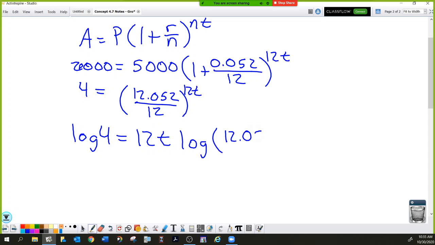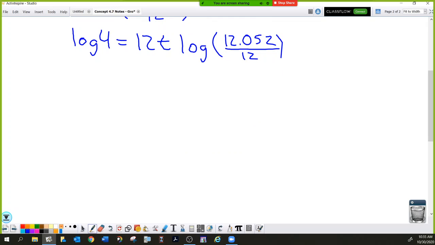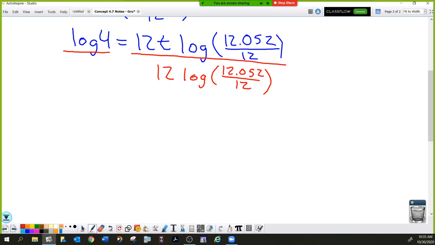But I'm combining the steps of logging both sides and moving the exponent to the front of the logarithm. So we can isolate t right now by dividing both sides by 12 times the log of that nasty fraction. And that gets t all alone. I'll actually write that. So dividing both sides by 12 log of 12.052 divided by 12. Yikes. That is scary. Oh, I gotta write it over here too.